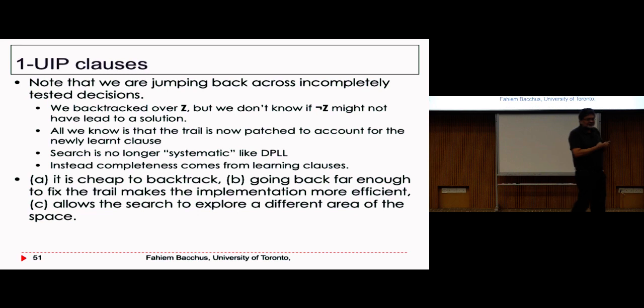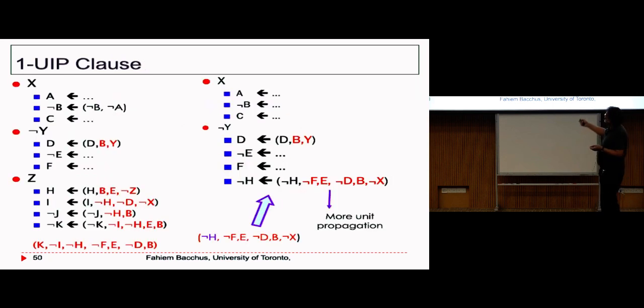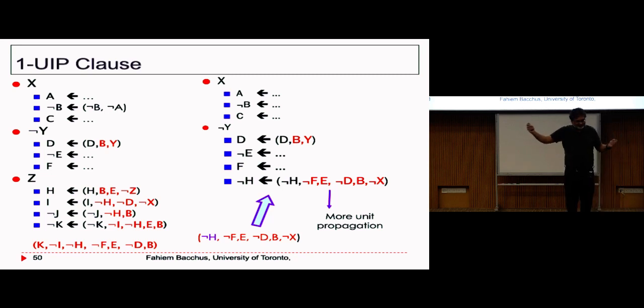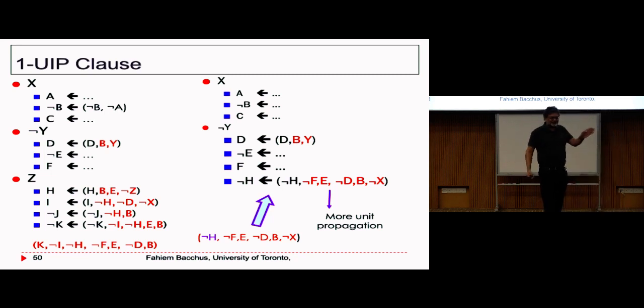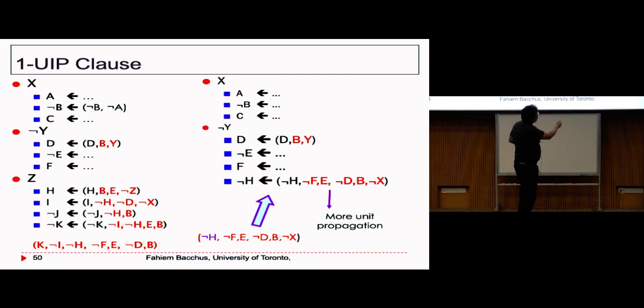Yeah? Pardon? No, we're no longer doing tree resolution because we're going to remember this clause in our database and keep it for future paths. So I can mix it with anything else. That's right. Here, it happens to be unit, but when we backtrack further, we can use it again on another path. Okay?